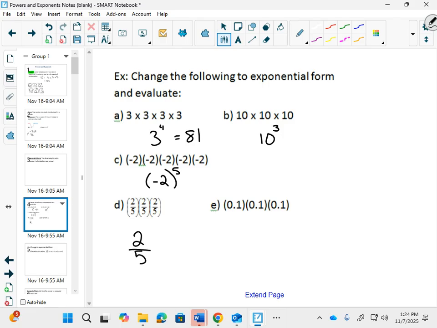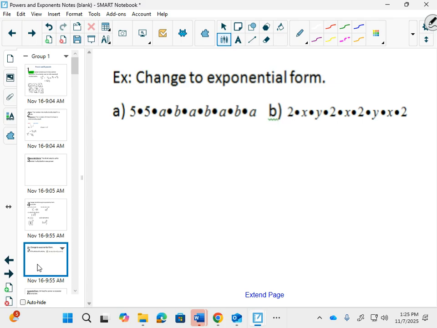Here we have 2/5 three times, so we could write 2/5 to the exponent of 3. And here we have 0.1 to an exponent of 3. So a power shows repeated multiplication. And you can even do it with letters or variables. If we wanted to change these to exponential form, and those big dots are multiplication.